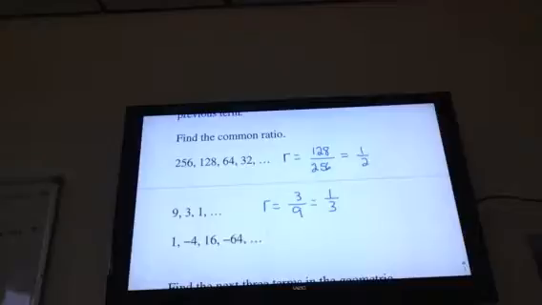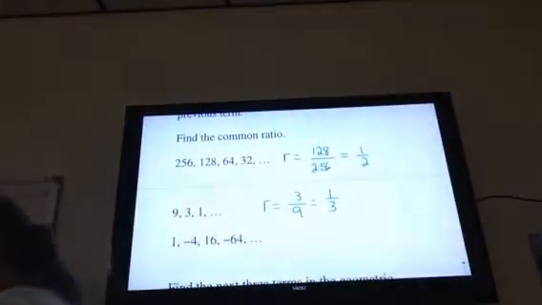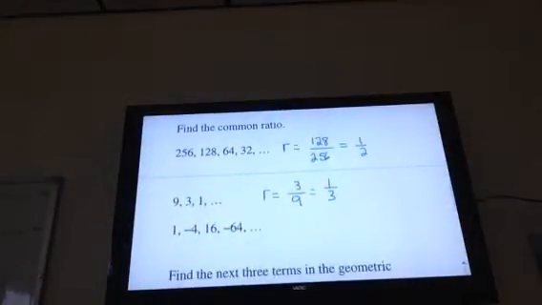All right. Second example. Find my R. Third example. Find my R. Any number, -4 divided by the previous one, 1, and I get -4.